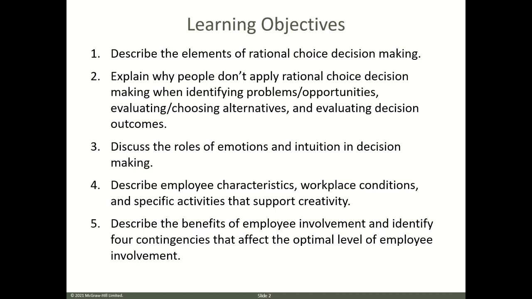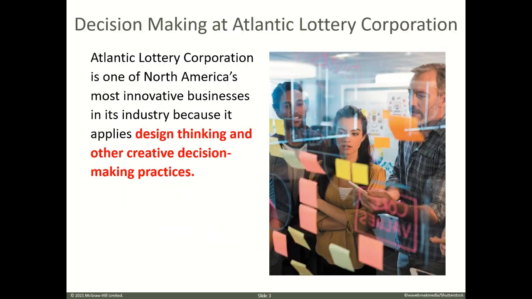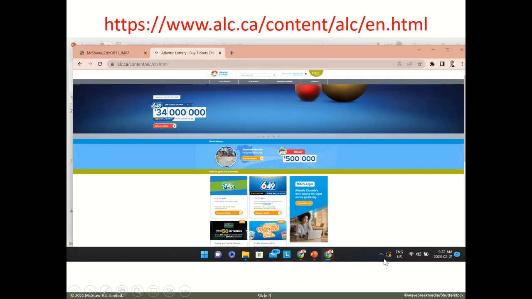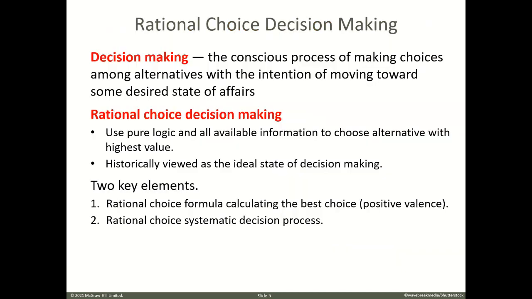Describe the benefits of employee involvement and identify four contingencies that affect the optimal level of employee involvement. Now, this is the example of Atlantic Lottery Corporation. Decision making at this corporation is different. It's totally based upon design thinking and other creative decision making practices. This is the website of this corporation, and if you want to go through it, you can.